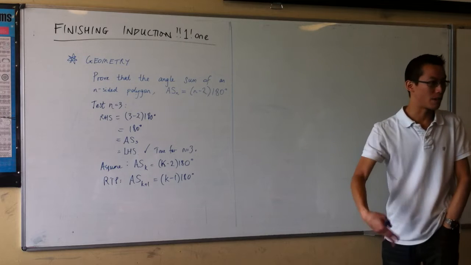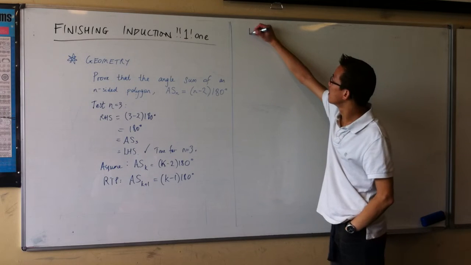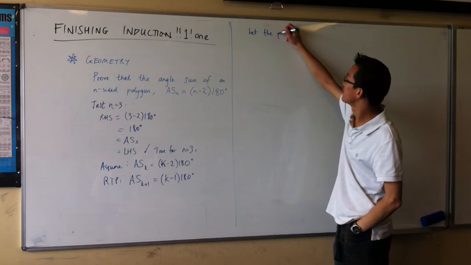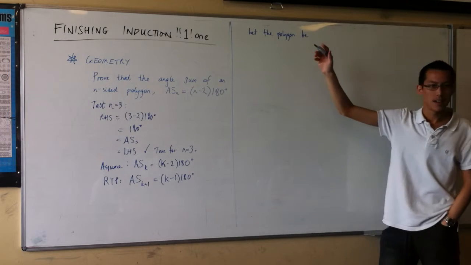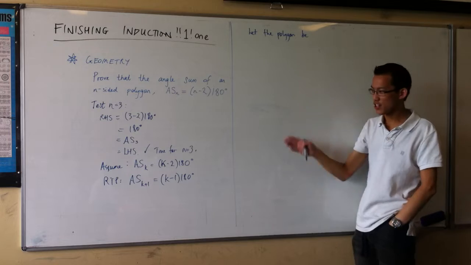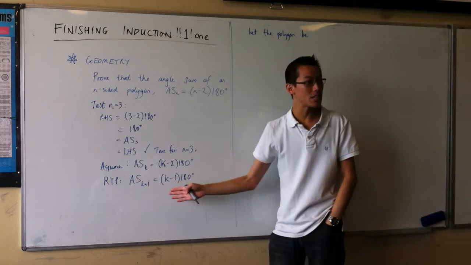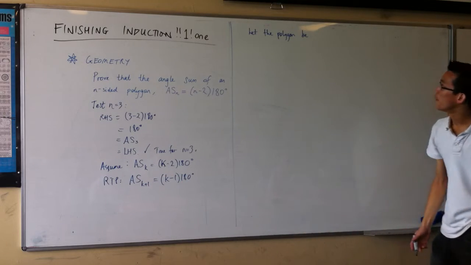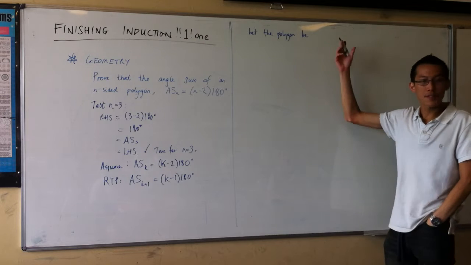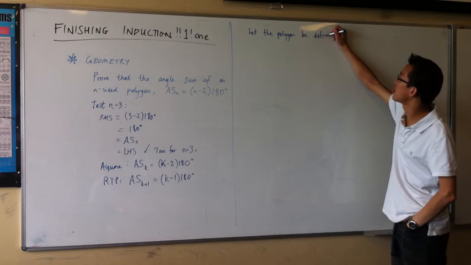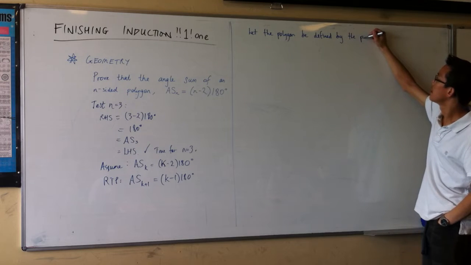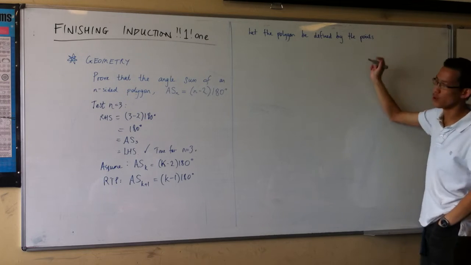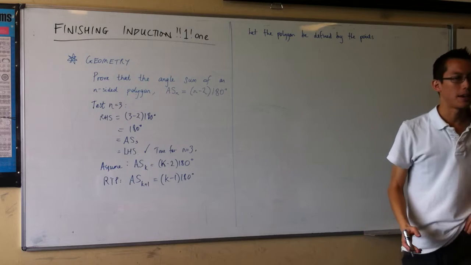You have to lay down some ground rules, right? So let the polygon be. Now, can you see? I said the polygon, right? So I'm assuming there's some polygon which fits these rules, right? So I'm going to say let it be defined by a certain set of points. Now, or vertices if you like, the points will do, okay?